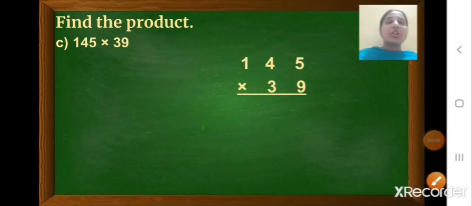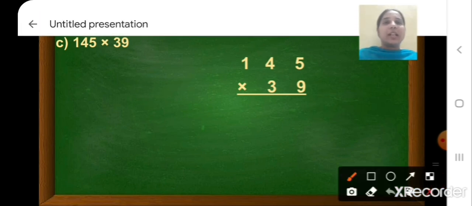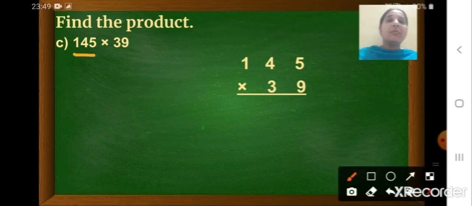Now question number C is 145 multiplied by 39. So what is the multiplicand here, children? Yes, 145 is the multiplicand, whereas 39 is the multiplier here. So we'll start with the ones place of both the multiplicand and multiplier. So 5 9s are 45. So 5 we will write here, and 4 will be carried over to the tens place of the multiplicand.